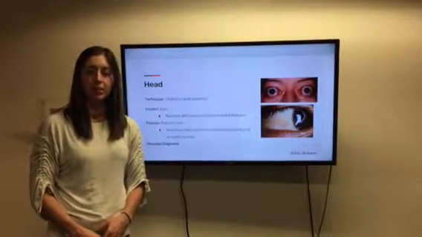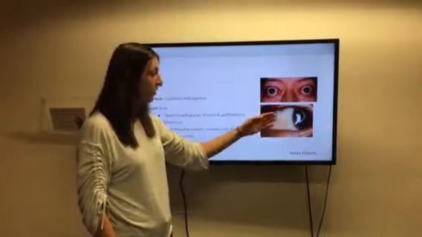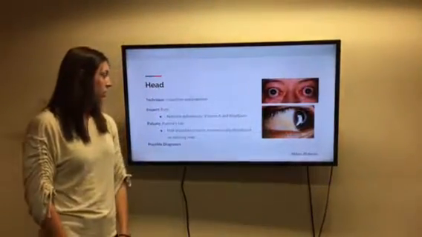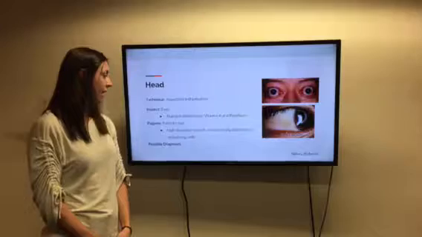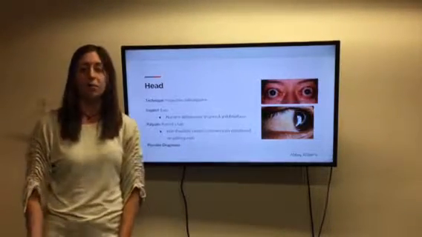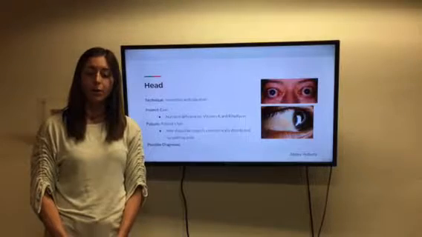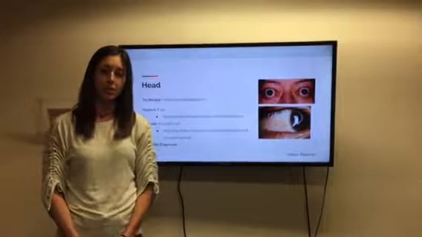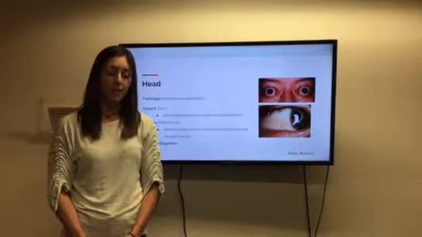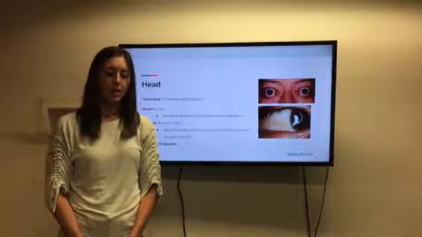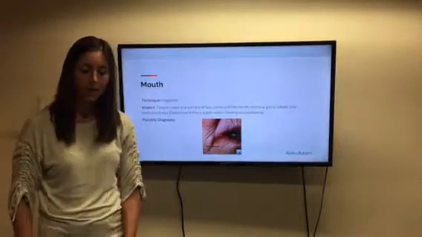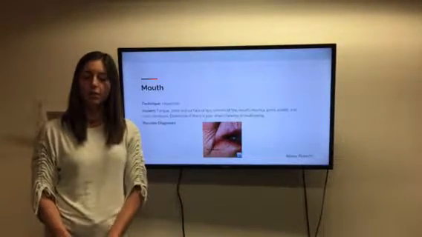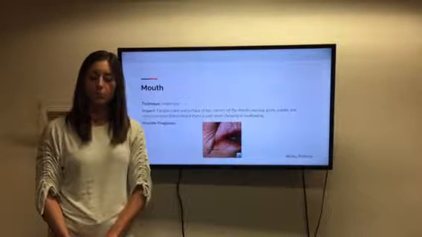Next is head, where we have inspection and palpation. You're looking at the eyes, and here you can see like this is what hyperthyroidism and Bitot spots look like. So technique, inspection, palpation, eyes, nutrient deficiencies like vitamin A and riboflavin, and palpate the patient's hair, looking to see if it's smooth and symmetric. And again, other diagnoses could be hypothyroidism, dehydration, and protein deficiency.